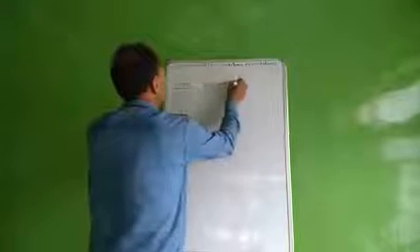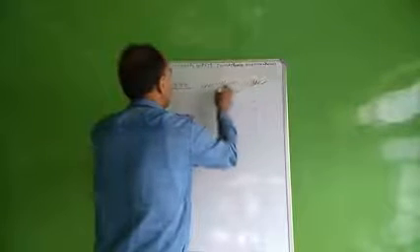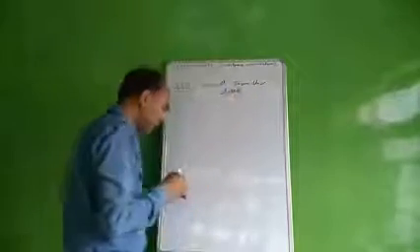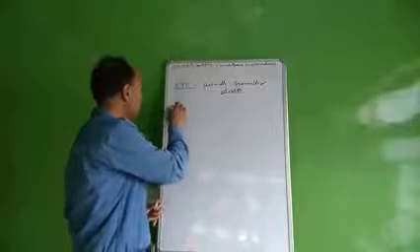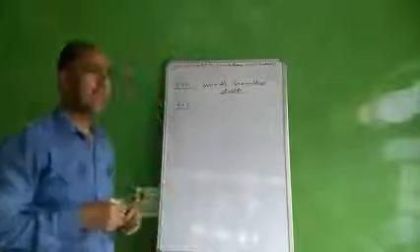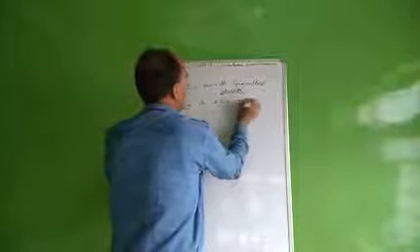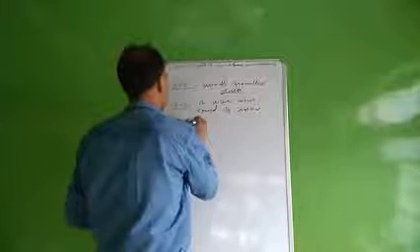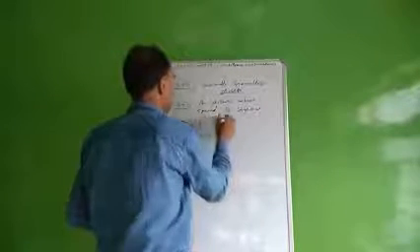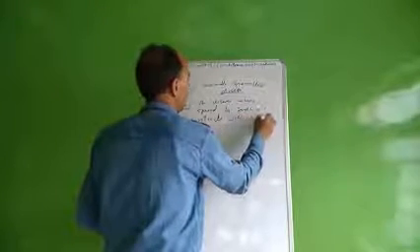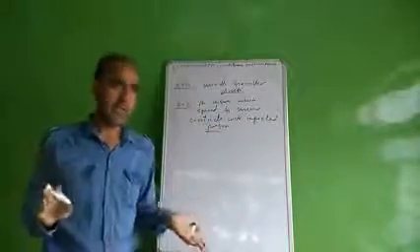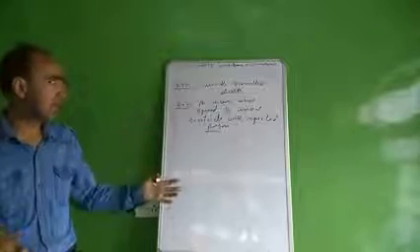Sexually transmitted diseases. If we define the STD, it is a disease which spreads by sexual contact with an infected person. The disease which spreads by sexual contact with an infected person is called a sexually transmitted disease.